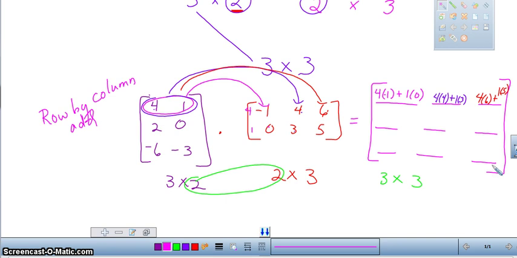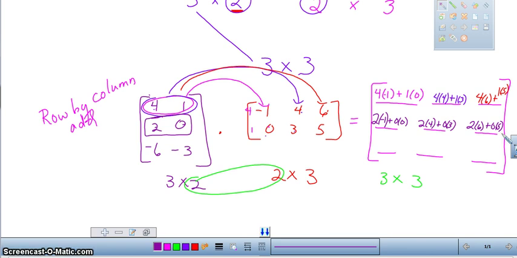To get the next row of our product matrix, we start with the second row, 2, 0. I take 2, 0 times the first column, 2, 0 times the second column, and 2, 0 times the third column. So I'm going to get 2 times negative 1 plus 0 times 0, 2 times 4 plus 0 times 3. I love it when they have a 0 in there because it makes things easier. 2 times 6 plus 0 times 5. And we'll go through at the end and multiply and add.